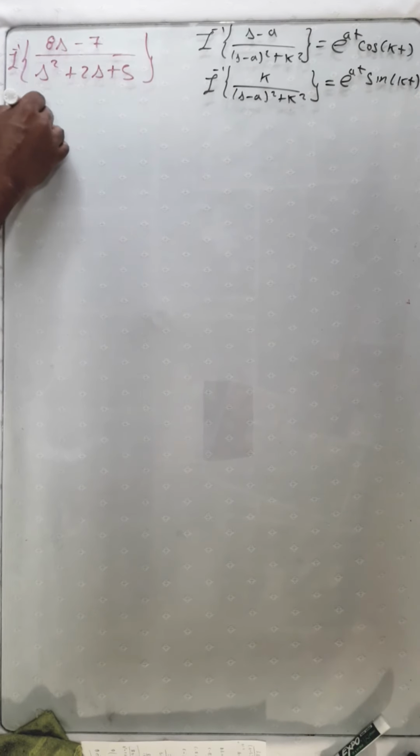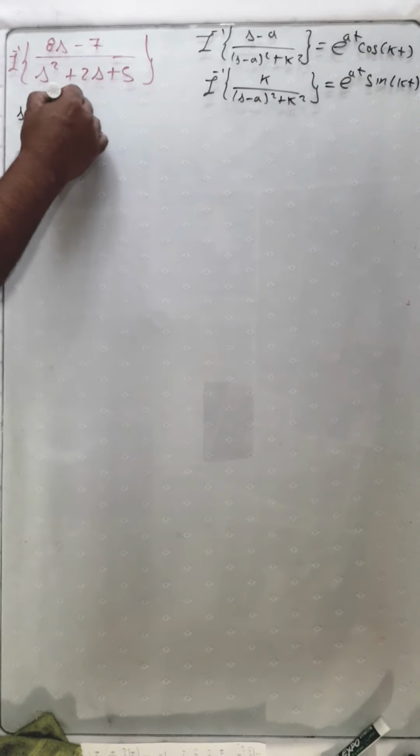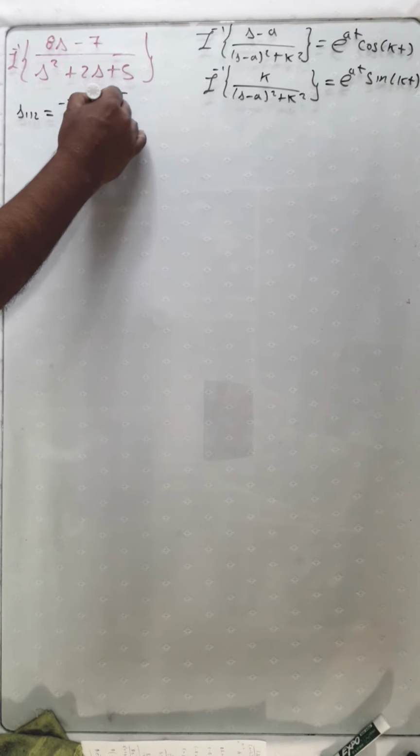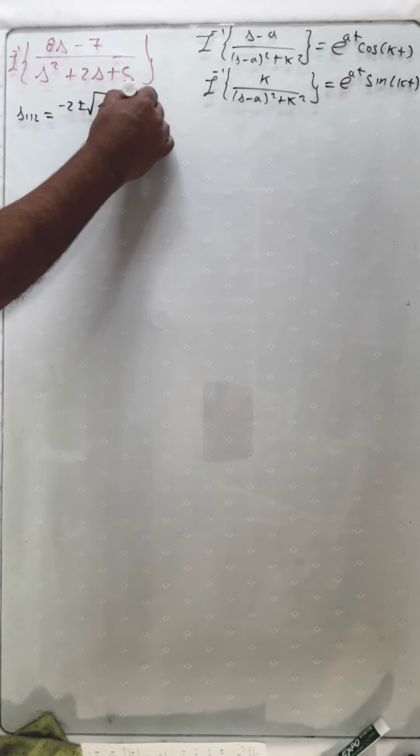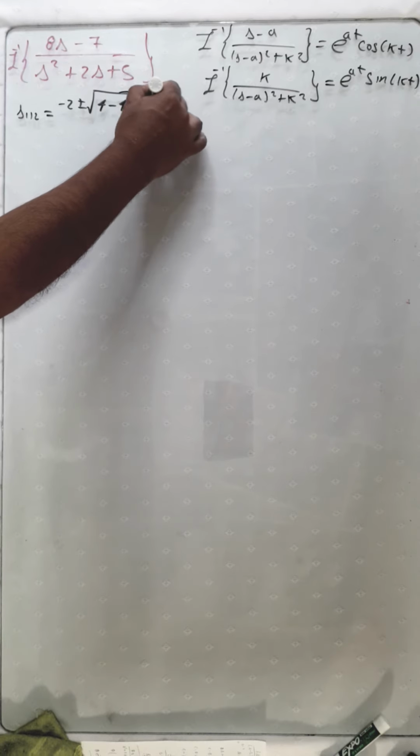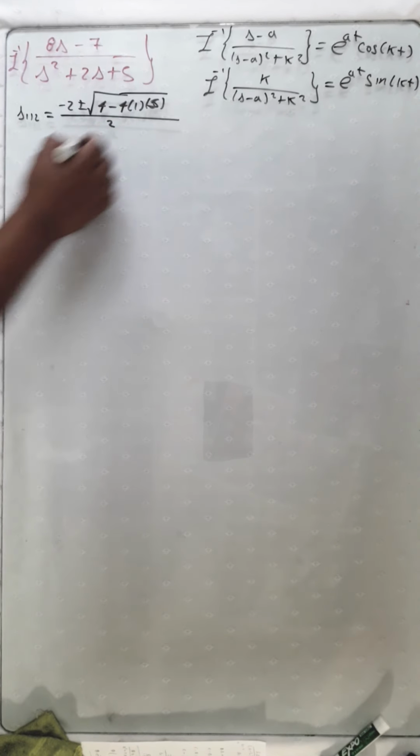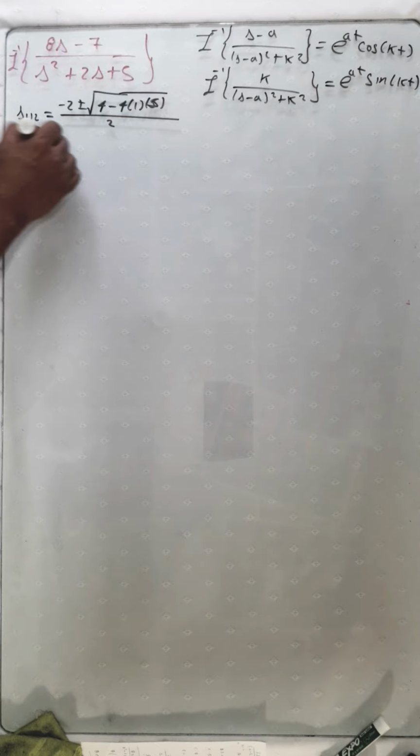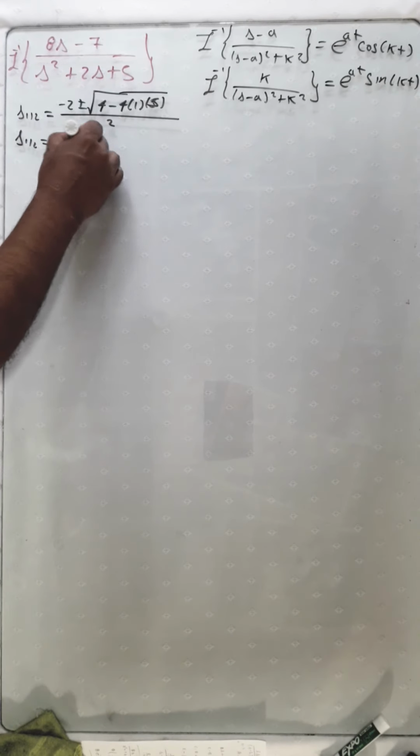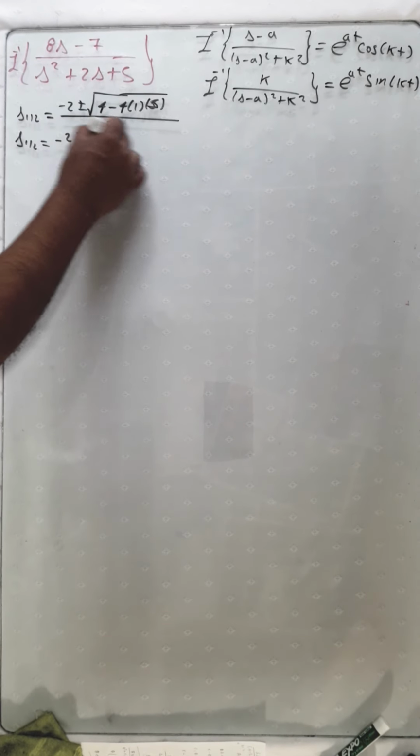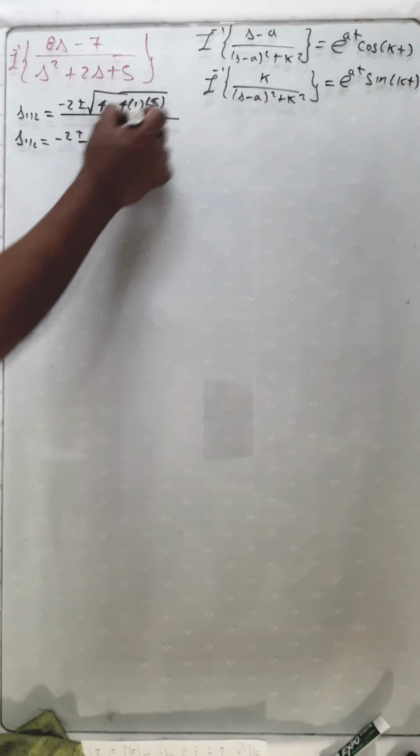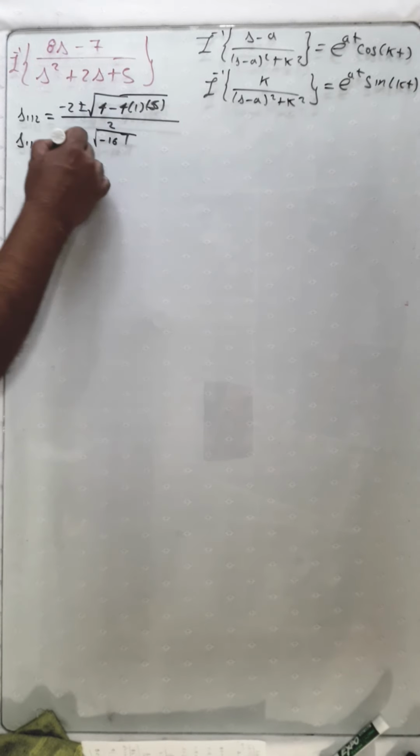So s1,2 is equal to minus 2 plus minus the square root of 4 minus 4 times 1 times 5, divided by 2. So s1,2 is equal to minus 2 plus minus the square root of 4 minus 20, which is minus 16, over 2.